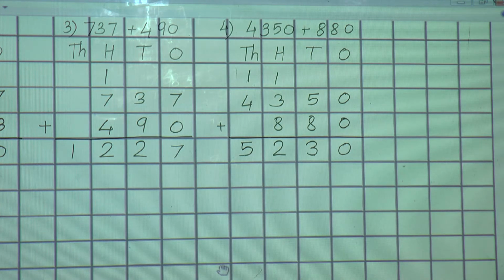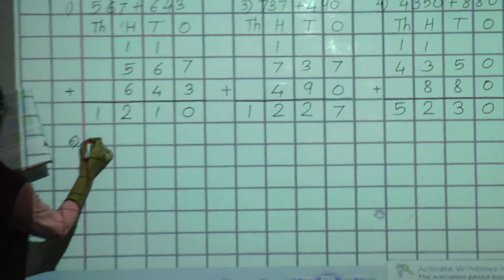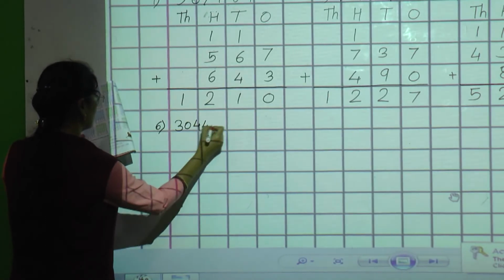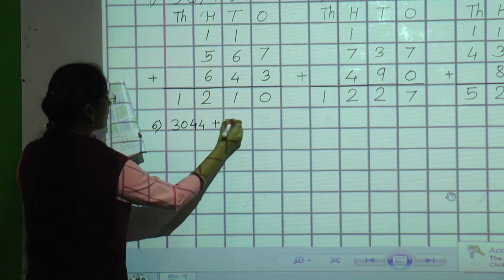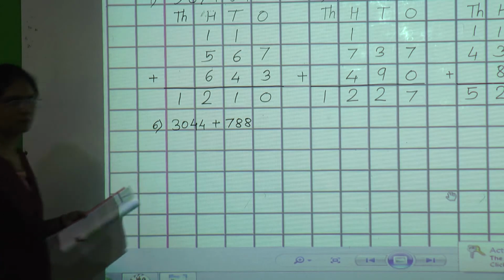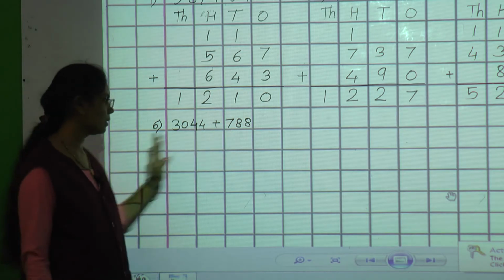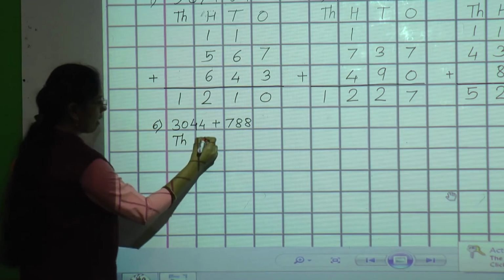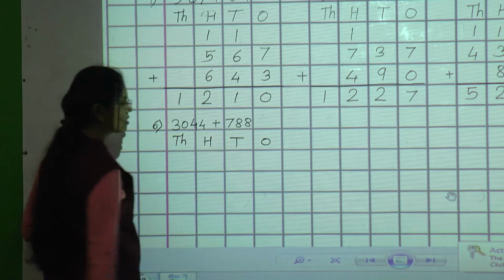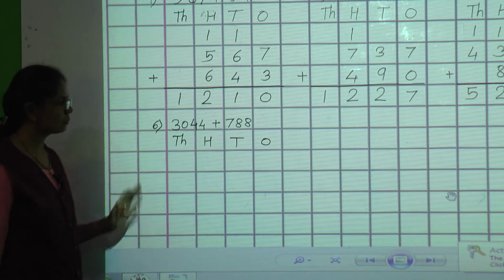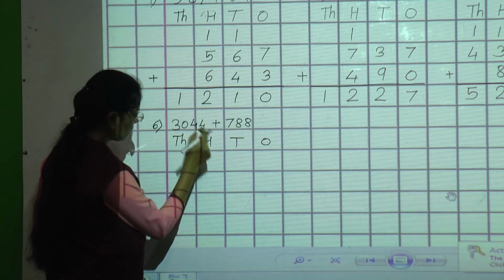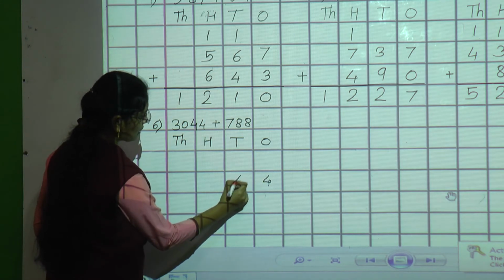Now see the sixth one. The numbers are 3044 plus 788. See here, one 4-digit number and one 3-digit number. Okay, draw the place value chart, thousands, hundreds, tens and ones. In that put these two numbers one below the other. The first number is 3044, so we will write from the ones place.